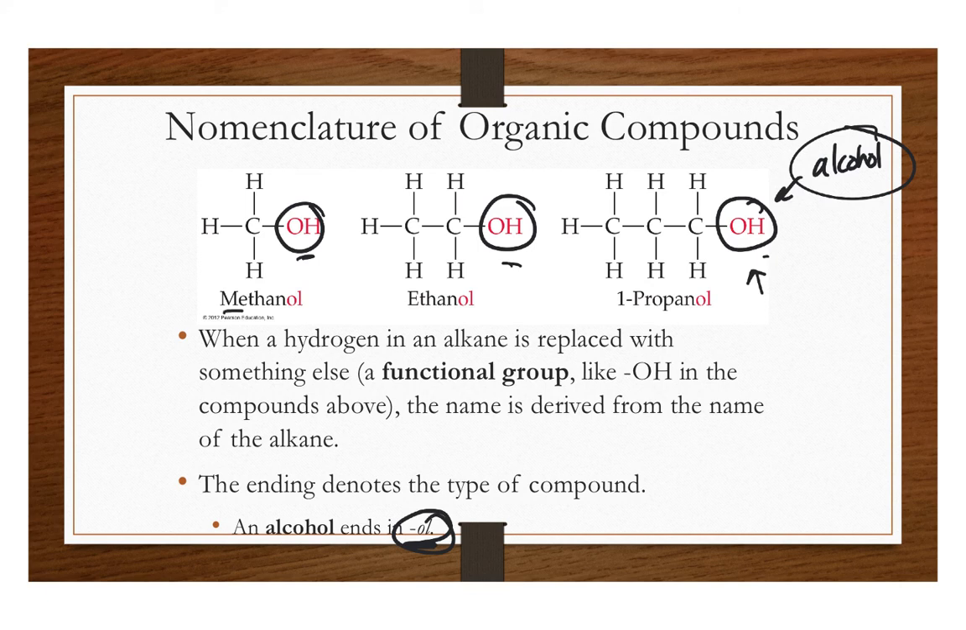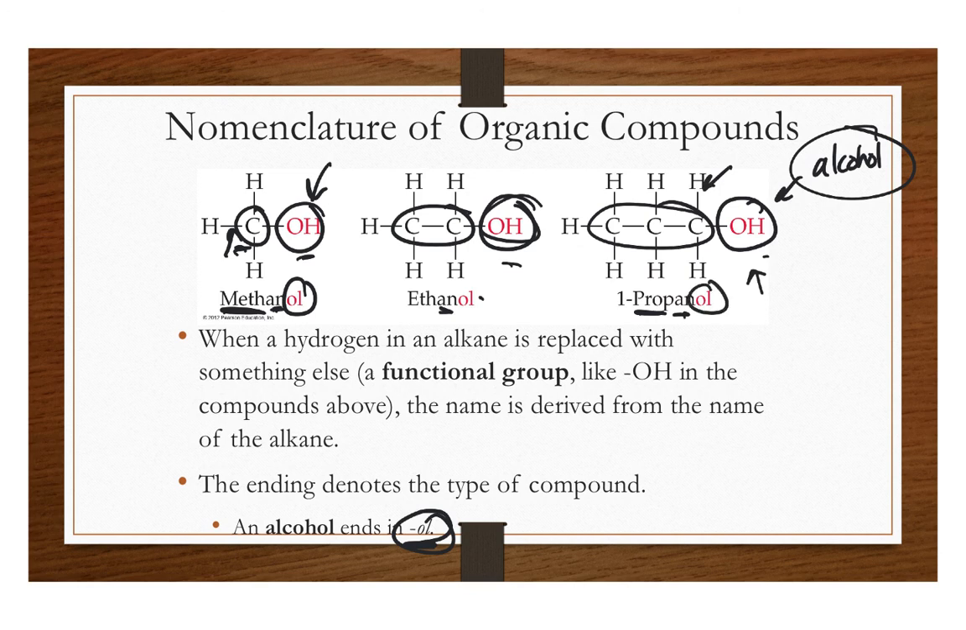So once again, meth, single carbon atom, ane, only single bonds, ol, hydroxide group on it. Ethanol: eth, 2 carbons, an, single bonds, ol, OH group. 1-propanol: prop, again, 3 carbons, an, all single bonds, ol, hydroxide group on it.